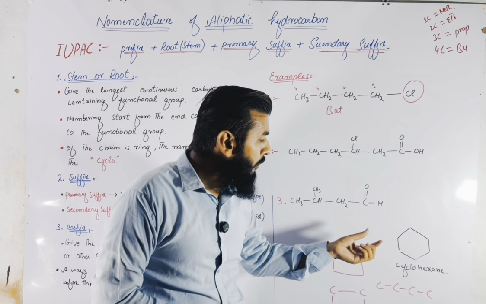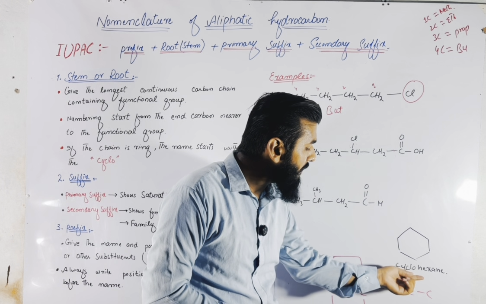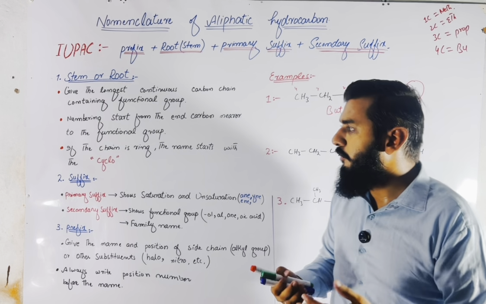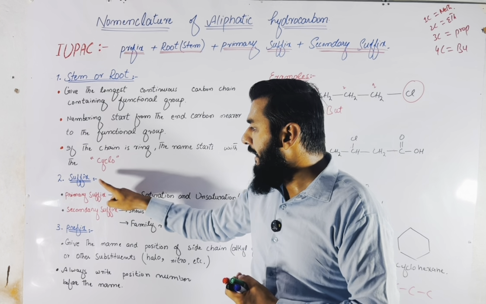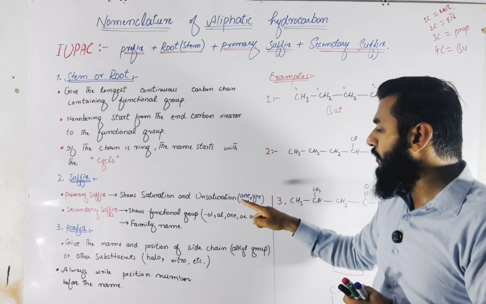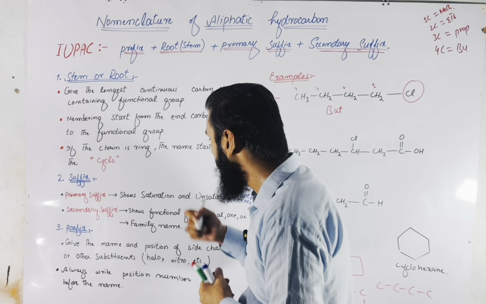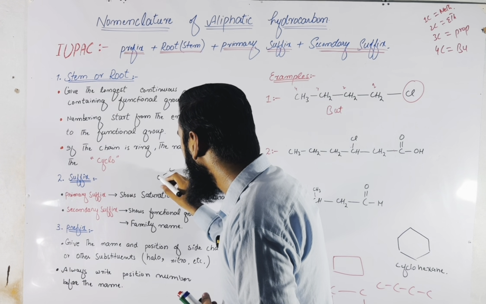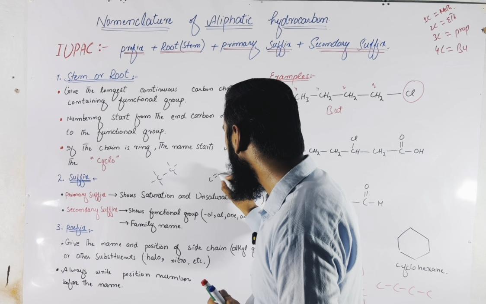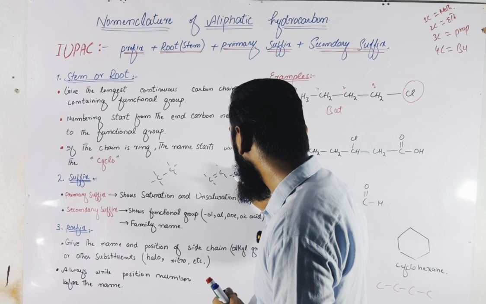Now the third point, we already discussed that. If the organic compound is cyclic or a ring, then we use names such as cyclohexane, cyclobutane, cyclopentane. Second is suffix. The primary suffix shows the saturation and unsaturation. We use ane. We know that saturation means carbon to carbon single bonds, and unsaturation shows that carbon to carbon have a double bond or carbon to carbon have a triple bond.